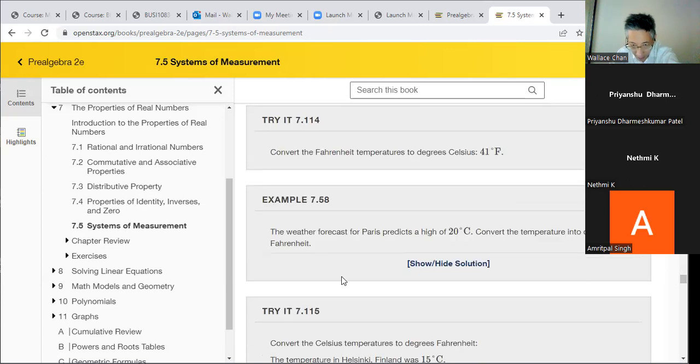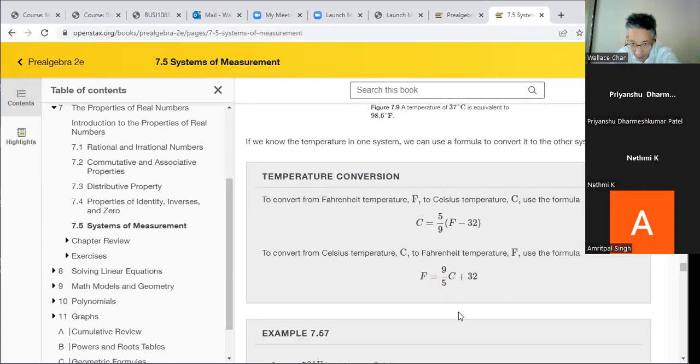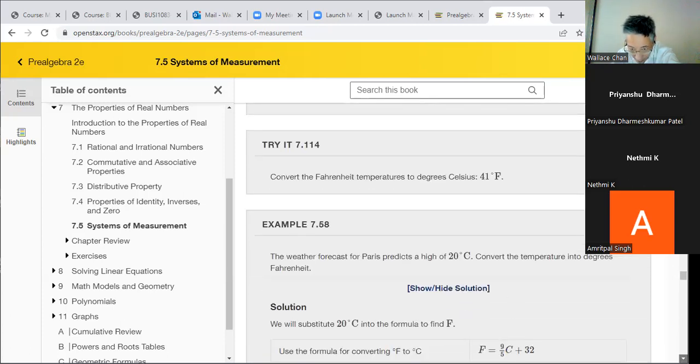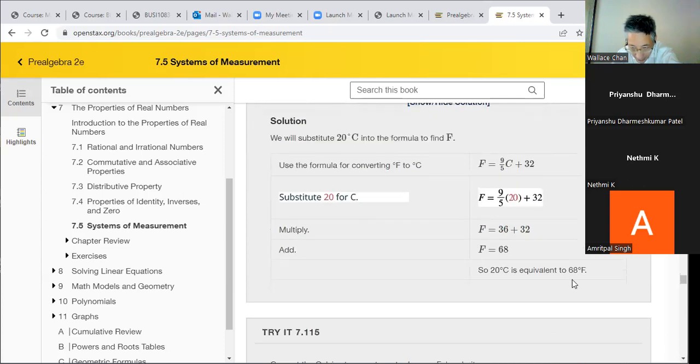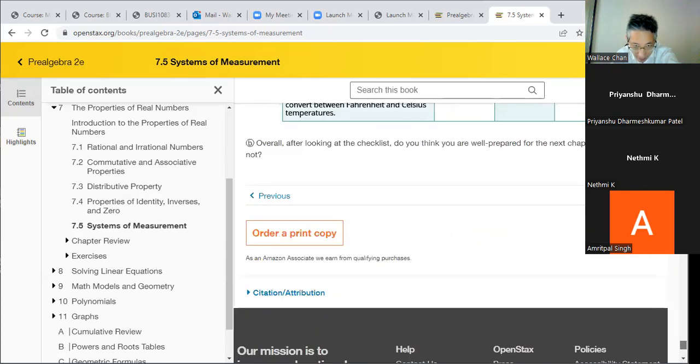And I think this one is pretty much the same, but this time they give you the Celsius, and all you need to do is put the Celsius into the second equation, and you should be able to calculate the answer. And the answer is 68. Yeah. So, you know what? We're finished.